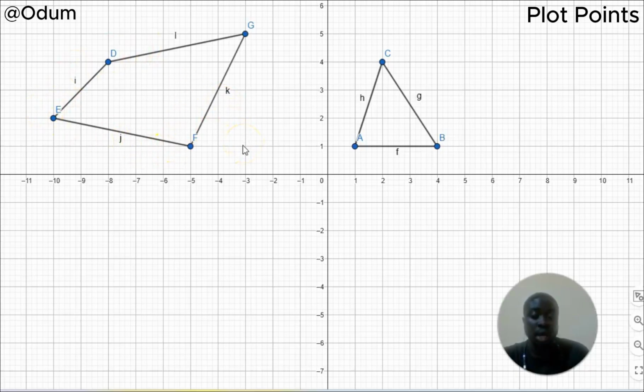So now we know how to plot points, and we know how to join these points to form a shape. In the next video, I'm going to teach you how to translate, how to reflect, how to rotate, and how to enlarge a shape using these transformations. So I'll be expecting you to watch the next video.